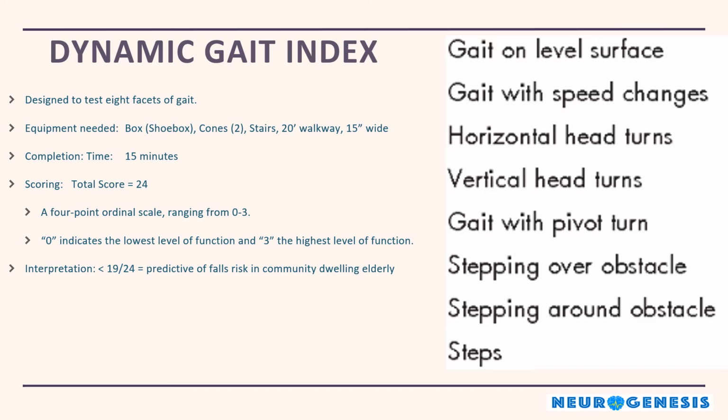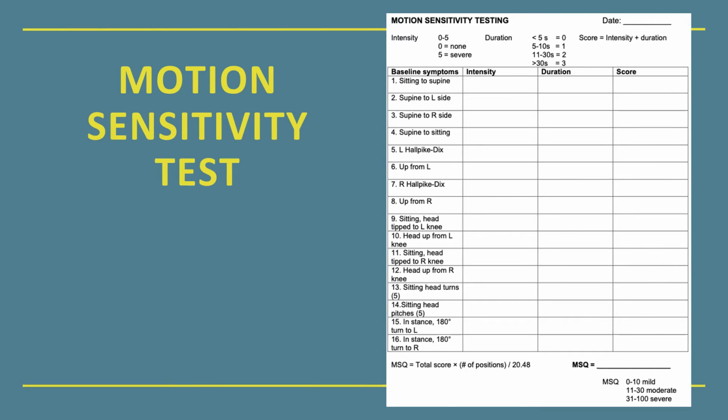The Dynamic Gait Index looks at dynamic balance. You look at walking on a level surface, how fast they turn with head turning, both horizontal and vertical head turns, walking over an obstacle or around it, and doing stairs. So this is all dynamic balance. It scores 24 at best. Again, each item is scored 0 to 3, 3 being the highest score and 0 being the lowest.